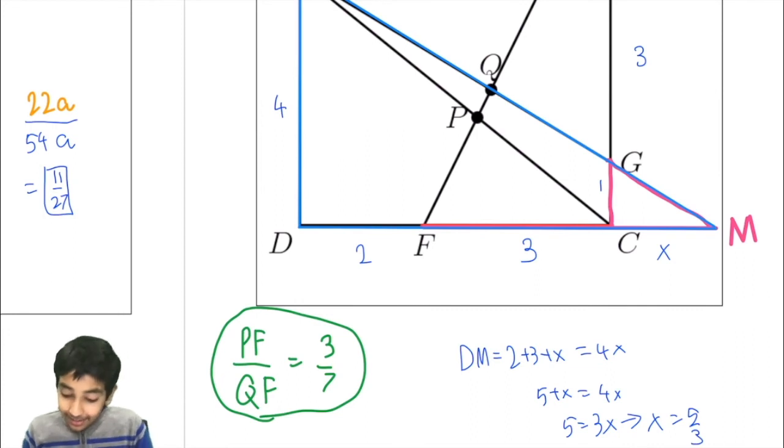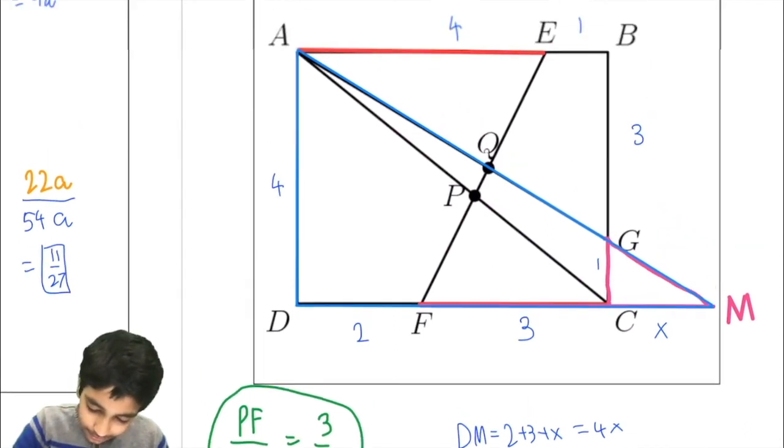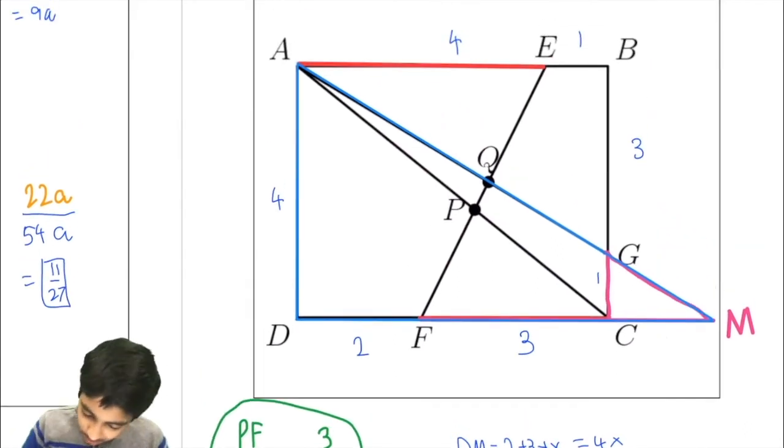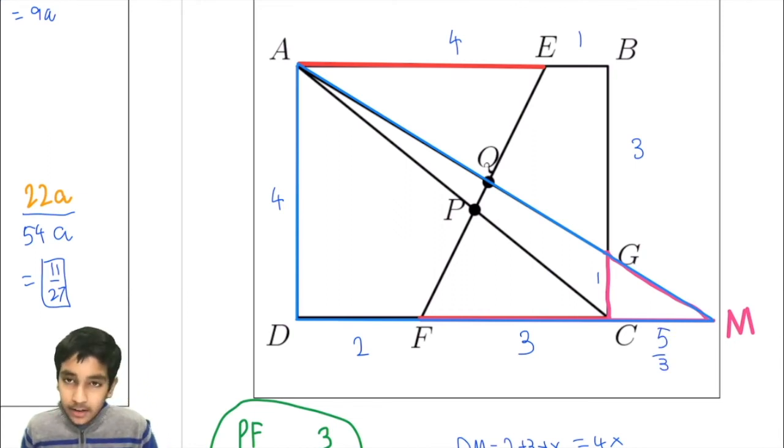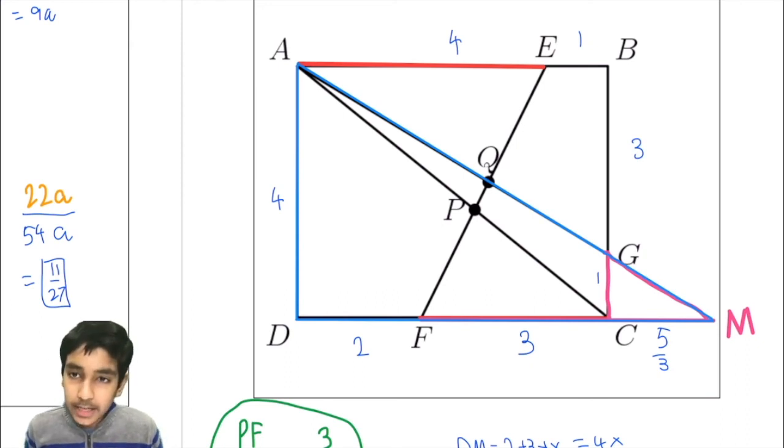Okay, so if x is 5/3, what can we do? Well, we know x is 5/3. That gives us information about our extended line. So just like I was mentioning earlier, we can now use that in our similar triangles to calculate what the ratio of QF to DF will be.